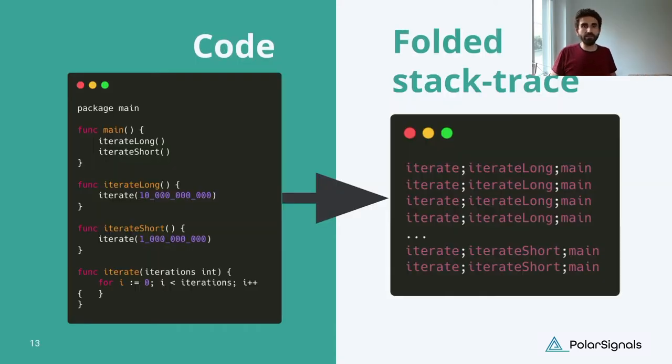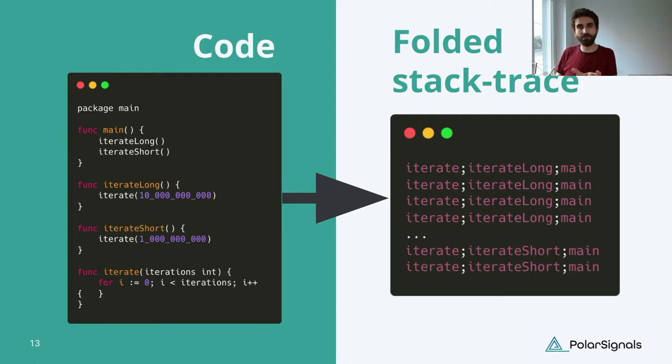So let's dive into code and see these things in action. On the left, you see a code piece, and it's just doing some iterations and doing some function calls. And when this program is running, we are doing sampling profiling, and from the samples, we end up with something like on the right. This format on the right is called folded stack trace. It's from Brendan Gregg.